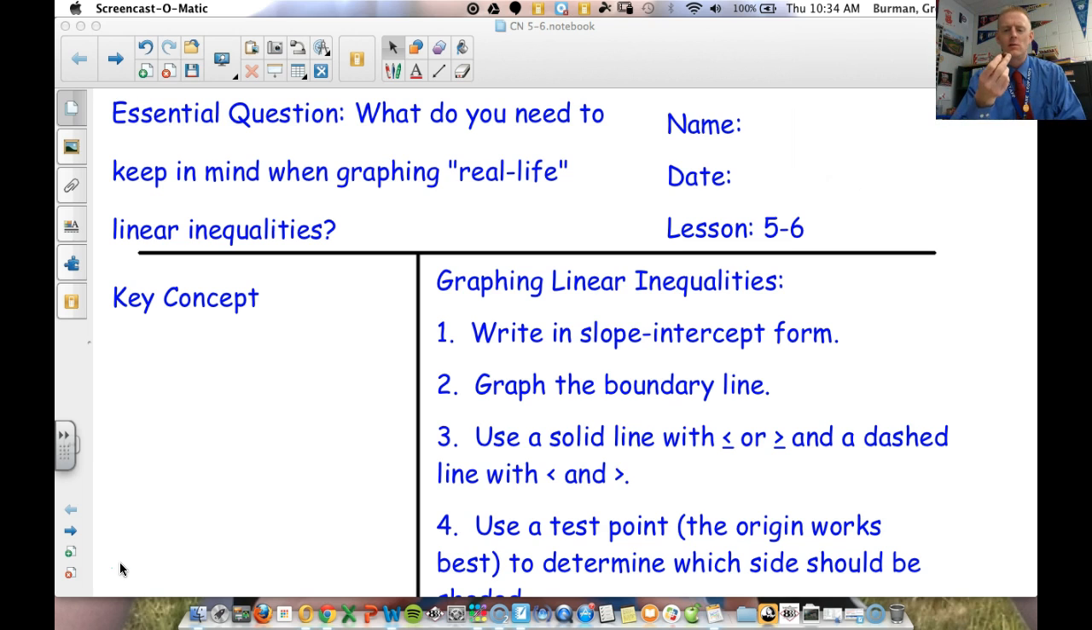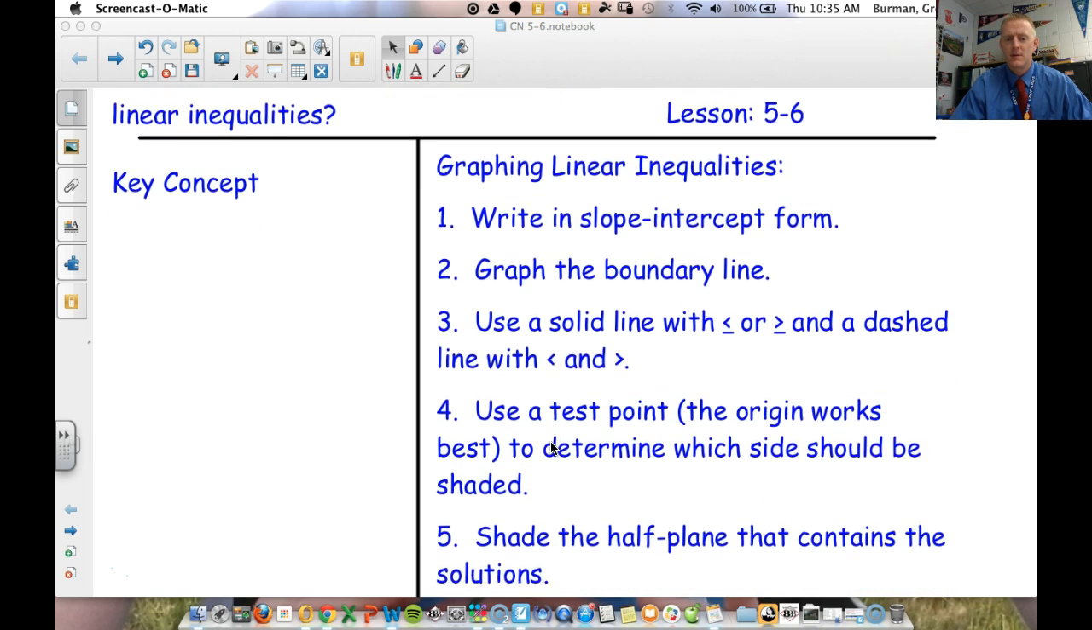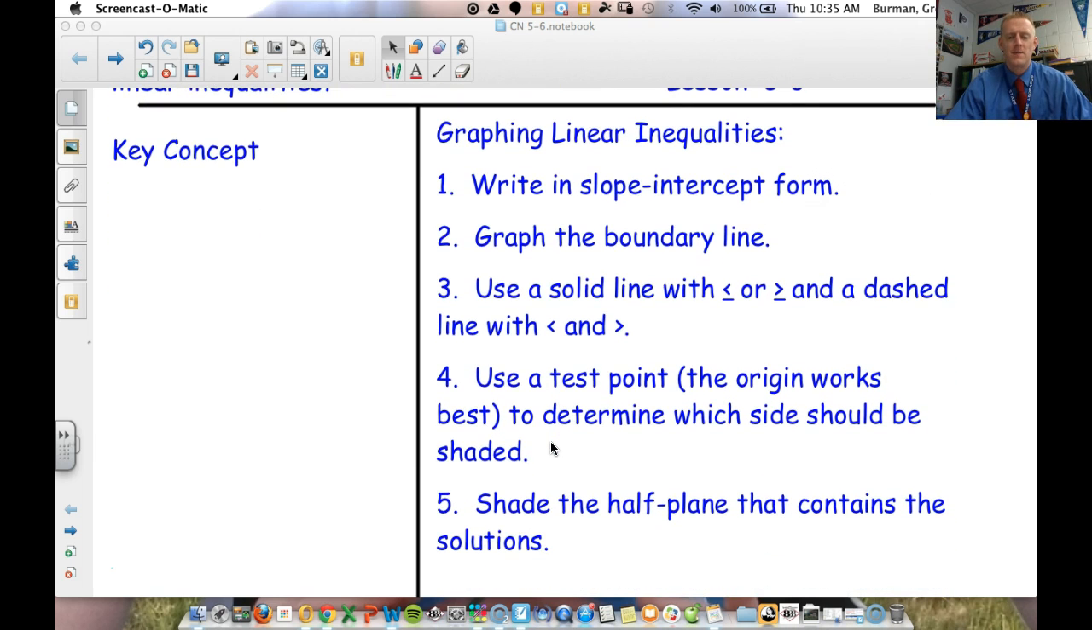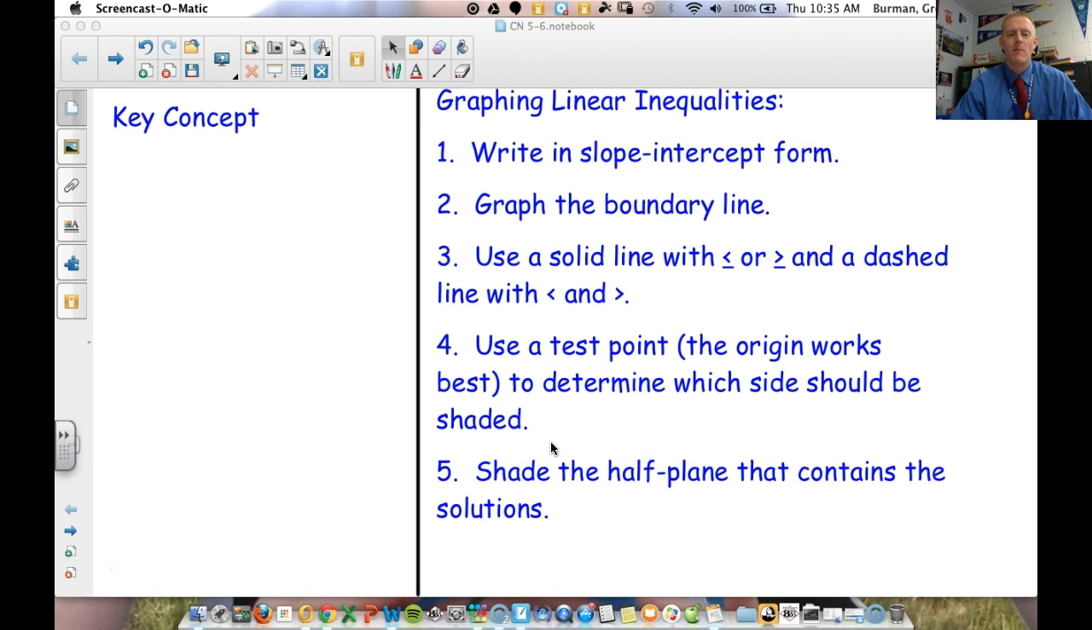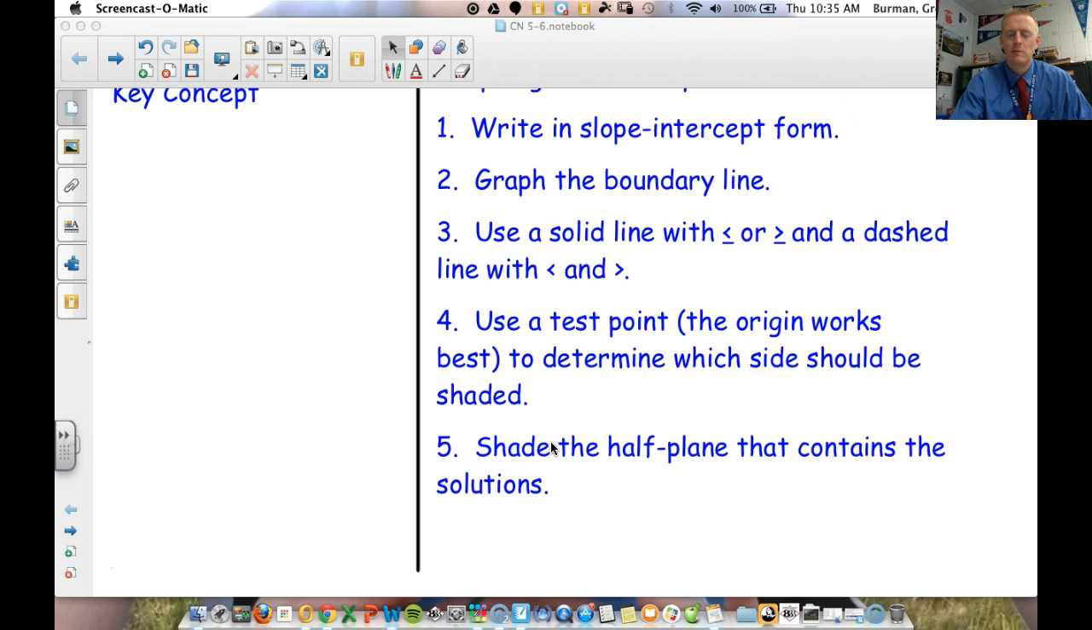Today we're talking about 5-6. 5-6 is our abilities to graph linear inequalities. So take some time, write down our steps here. The steps are the exact same steps that you would use for graphing any linear equation, except for now it's an inequality. So make sure you write down the steps. I'll explain them on the next page.